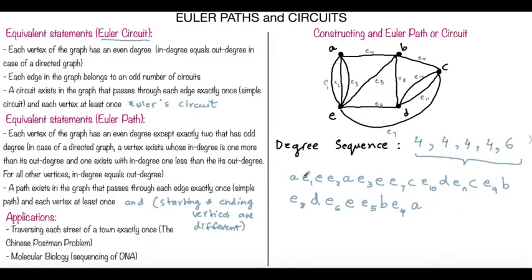Okay, so then how many edges have we checked? 1, 2, 3, 4, 5, 6, 7, 8, 9, 10, and 11. And each vertex we have covered. So we have traversed all edges, and we started with A and we ended with A. So this is one Euler's circuit for this graph.